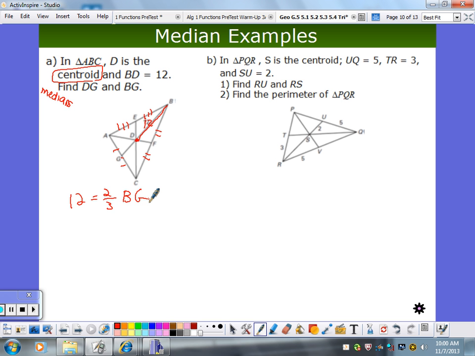So, how do I solve for BG? You know how you solve an equation like this? Multiply by the reciprocal, there's my BG. 12 times 3/2 is 18. So that's the whole thing is 18. What's the little piece then? This whole thing is 18, so what's the little piece? This one's 12. Whole thing, what are we going to get?